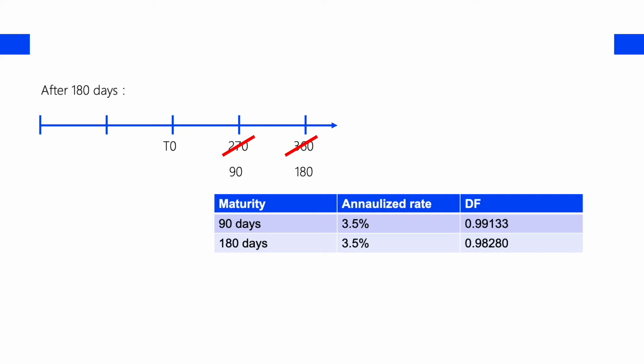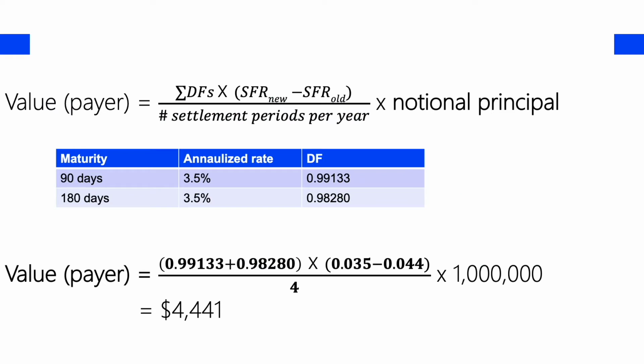We've got the discount factors. I need those discount factors, as they will allow me to discount back my differences. So let's do it. Well, we were given the discount factors on that previous slide: 0.99133 and 0.98280. So let's add those up. They come to 1.9741.